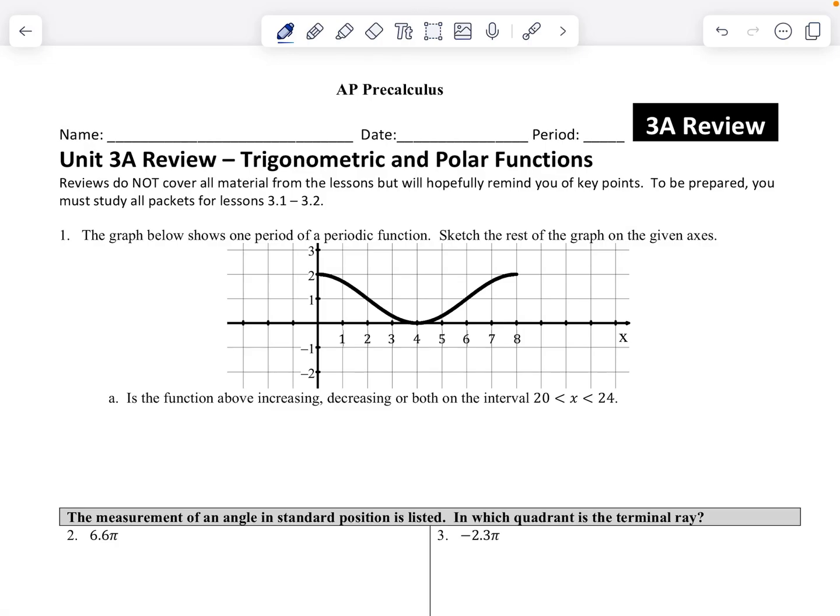Reminder, this does not cover all the materials. You have to study all the packets. This should say 3.1 through 3.7. So you're going to want to take a look at those two packets, okay?